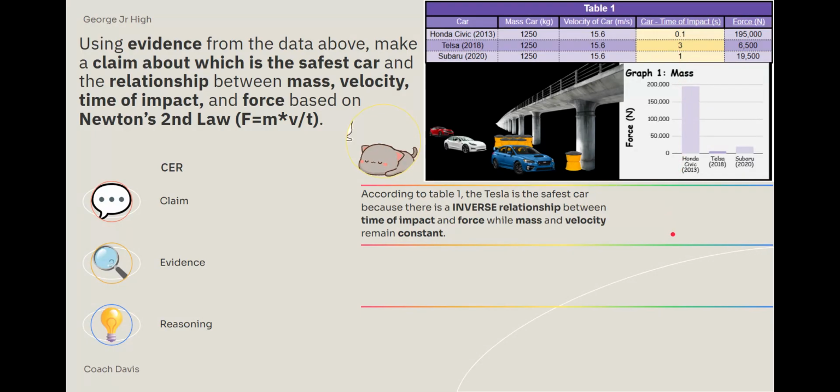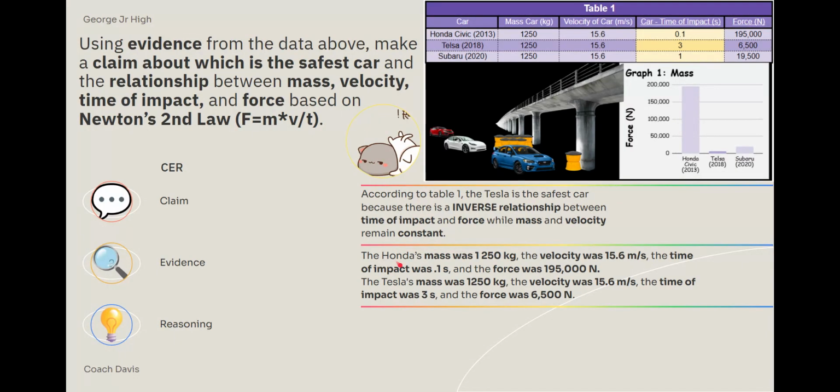Evidence. Let's pick out some data sets. So let's just pick the Honda Civic and the Tesla and write these into sentences. So here we go. The Honda's mass was 1,250 kilograms. The velocity was 15.6 meters per second, and the time of impact was 0.1 seconds, and the force was 195,000 newtons.